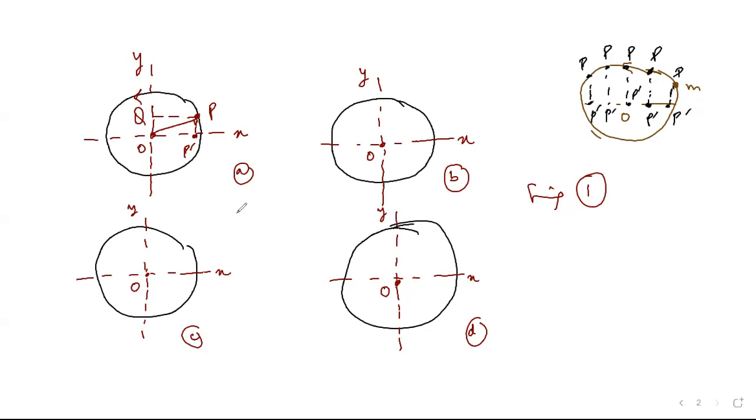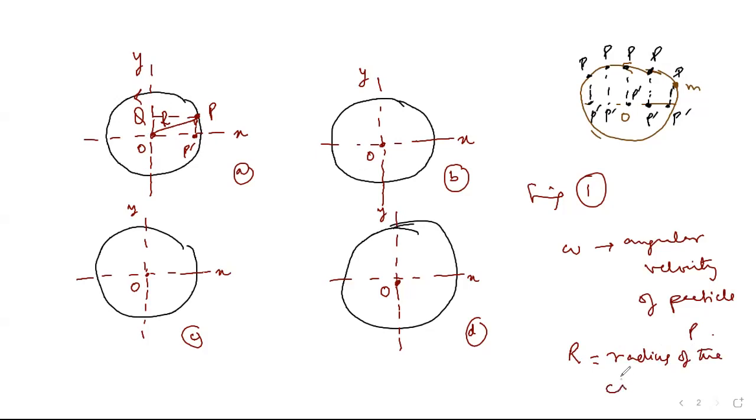Let its angular velocity be omega. So let omega be the angular velocity of the particle P. This particle P is moving in circular motion, and let capital R be the radius of the circle. So R is the radius of the circle.